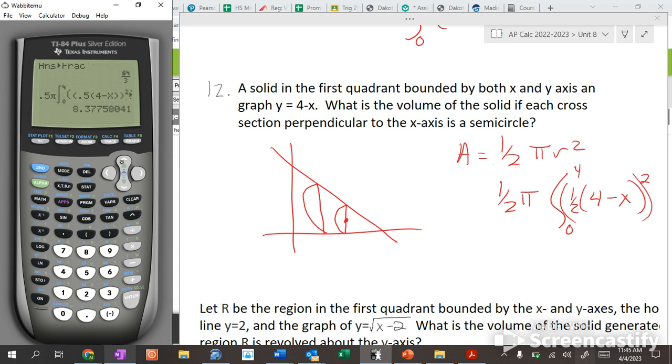Oh, take out the pi, Mr. Bierschbach. No way. No pie. No pie. No pi for you.